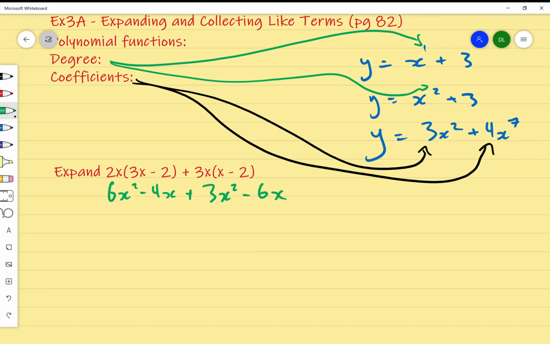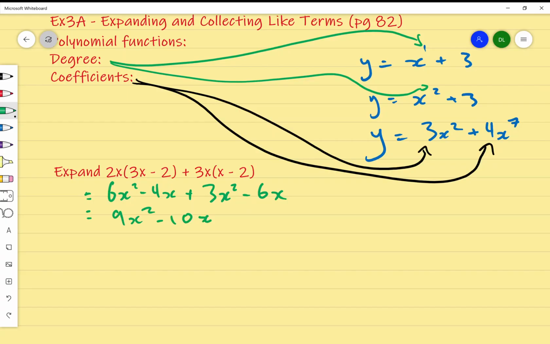So I'm going to say that that equals, do I have any like terms? Yep, so I've got 6x squared plus 3x squared gives me 9x squared. I've got negative 4x, take away 6x gives me negative 10x. Any questions? Pretty straightforward? Awesome.